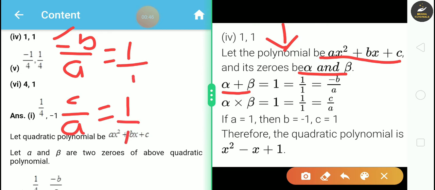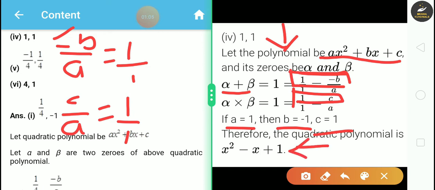It means that a is equal to 1, minus b is equal to 1, which means b is equal to minus 1, and from this you can write c is equal to 1. Therefore the quadratic equation will be x square minus x plus 1. This is the final answer.